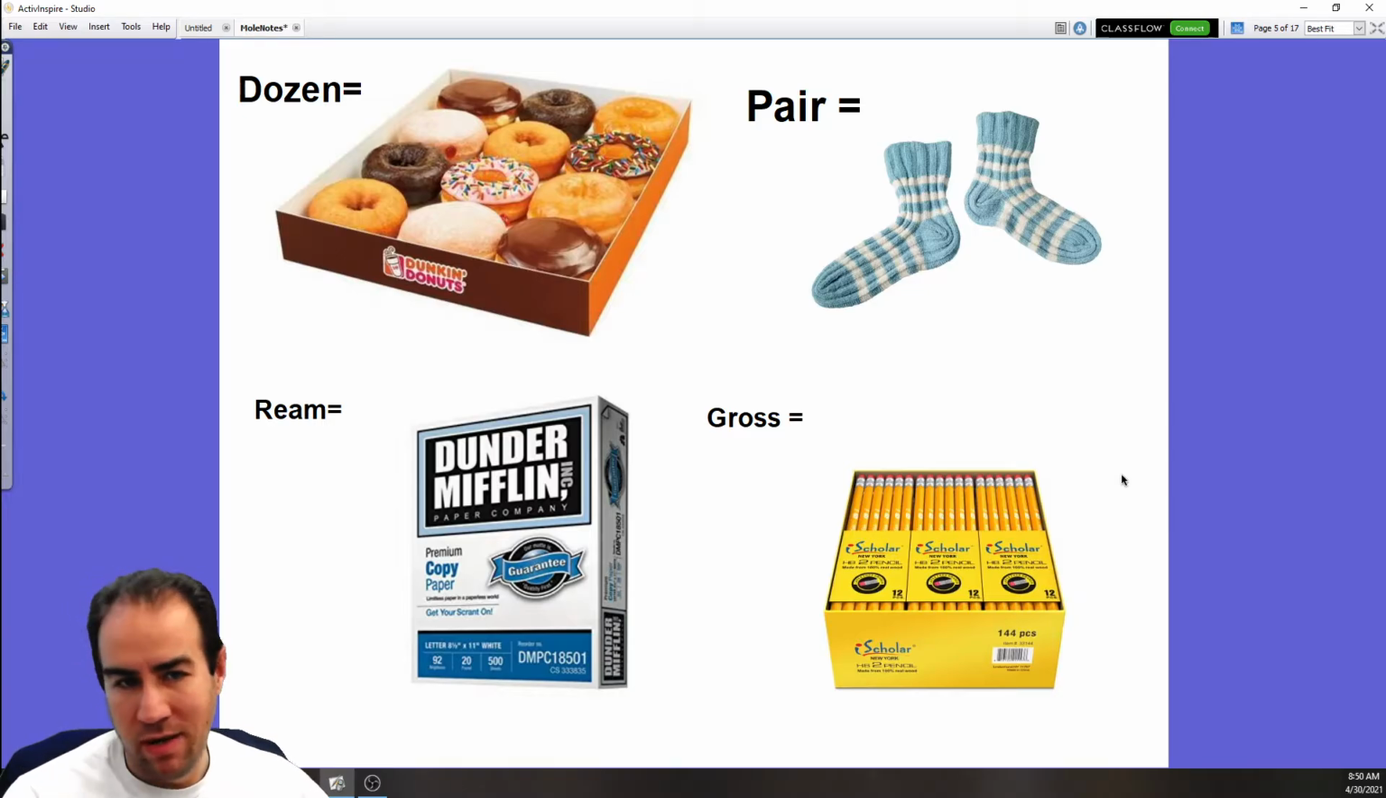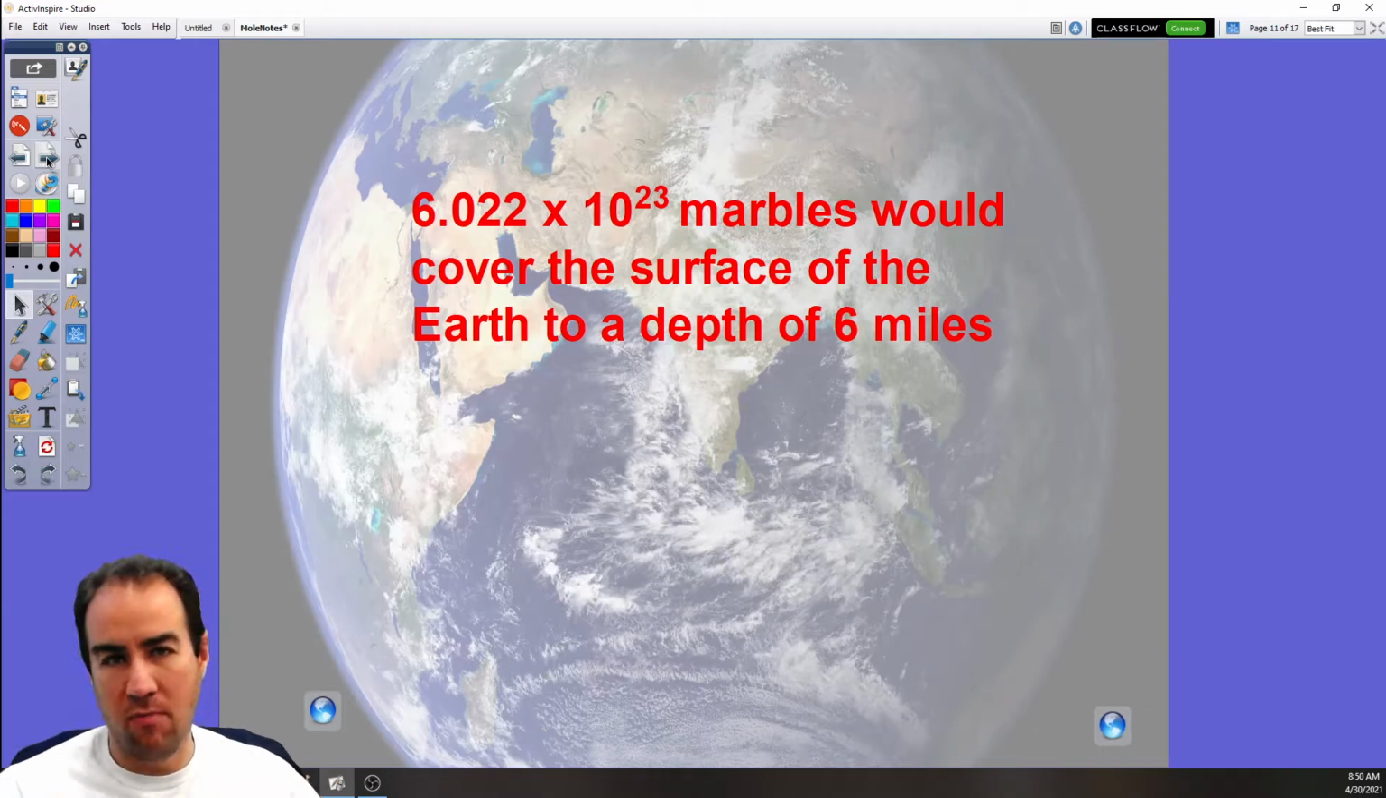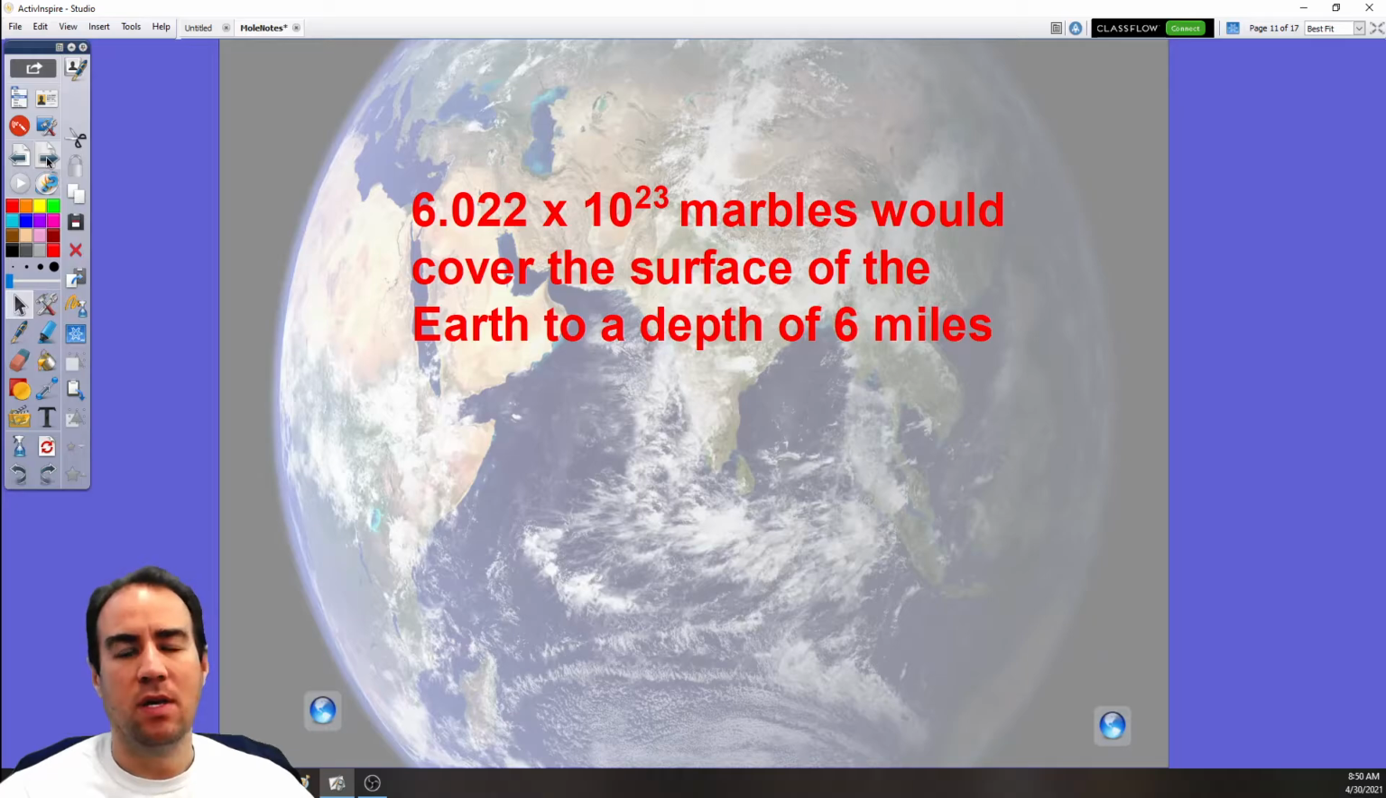The number just happens to be a very large number, 6.022 times 10 to the 23rd. So just to give you an idea how large a mole is, if you had 6.022 times 10 to the 23rd marbles, it would cover the surface of the Earth to a depth of 6 miles. And so it's a very, very large number.